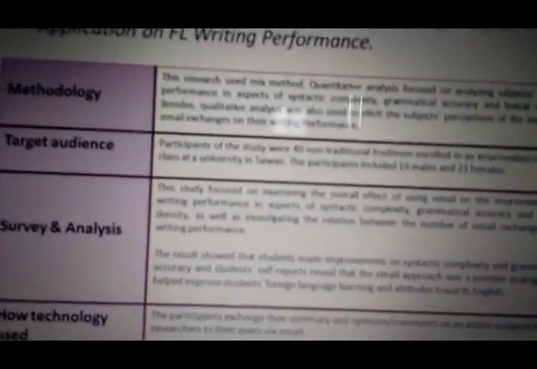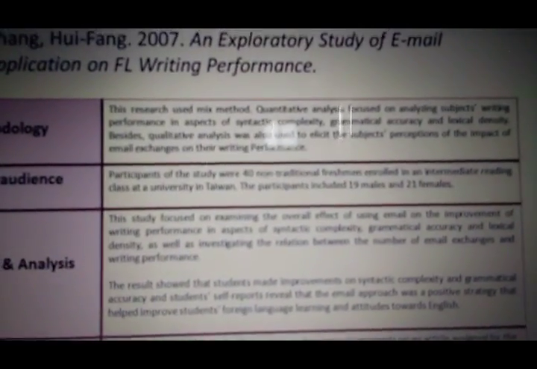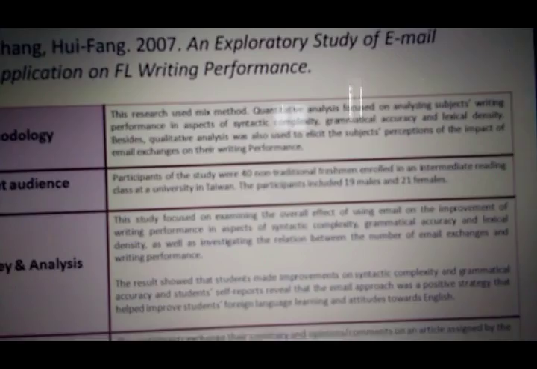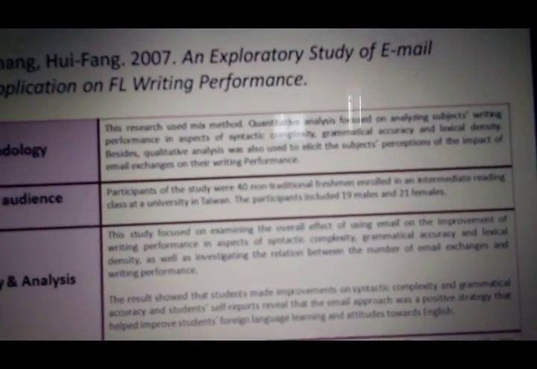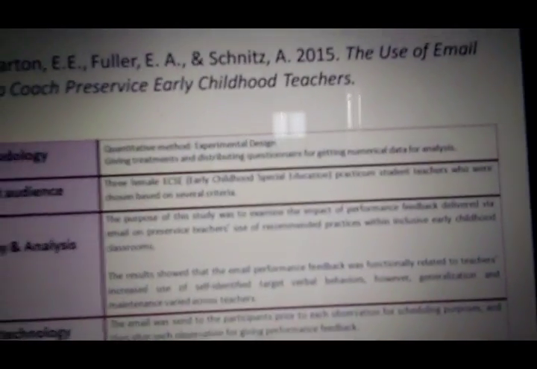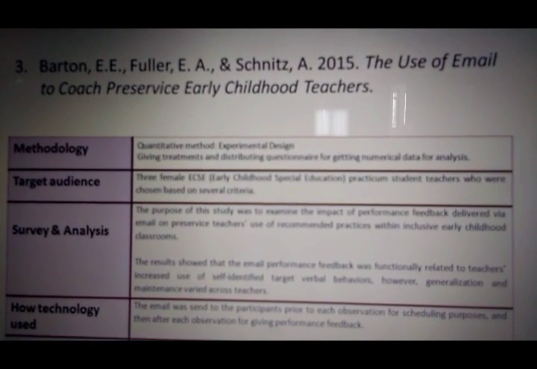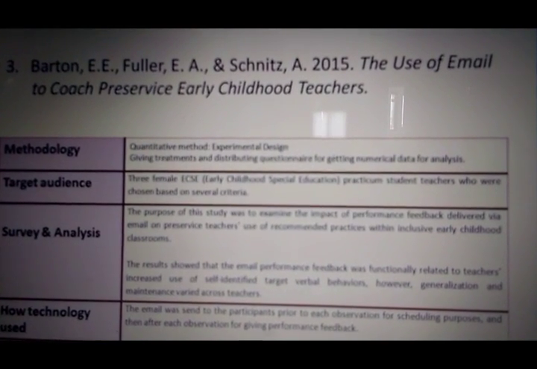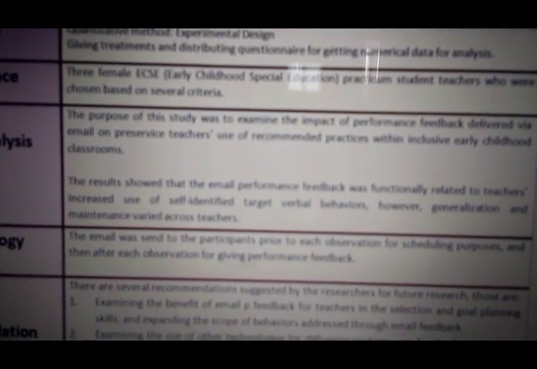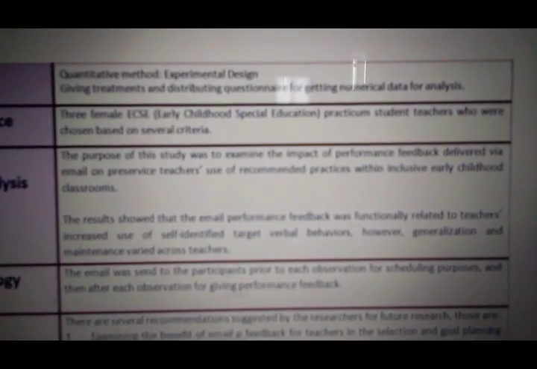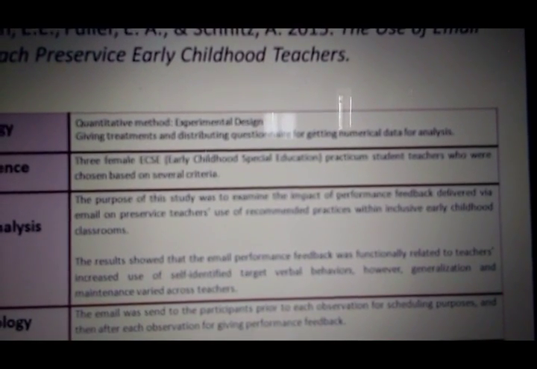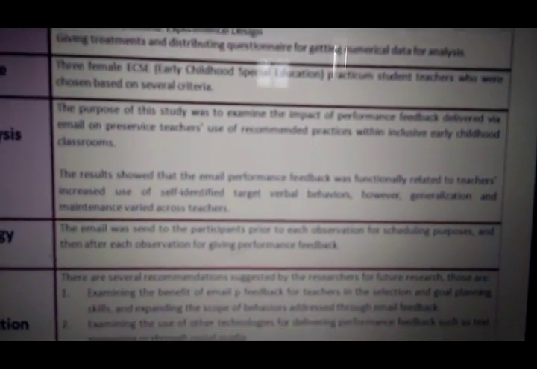based on the article assigned by the researcher. The research used mixed method, combining qualitative and quantitative analysis, for examining the overall effect of using email to improve writing performance. The third article, by Barton et al. 2015, in their research used email for scheduling purposes and sending feedback to the three participants. They used quantitative method with experimental design to examine the impact of performance feedback delivered through email.